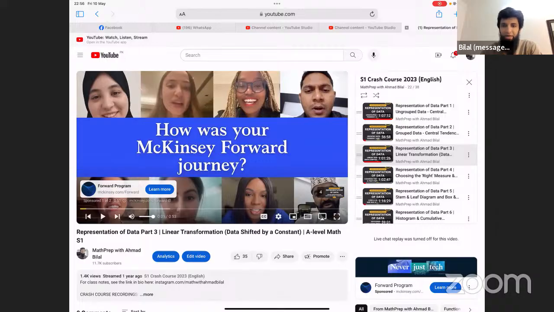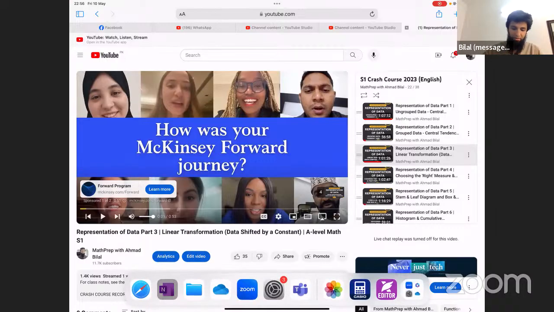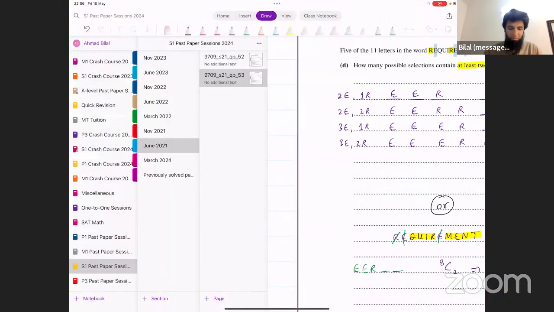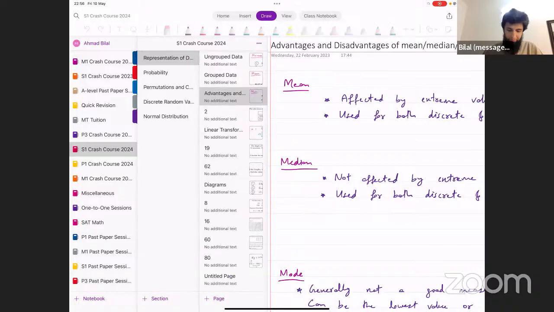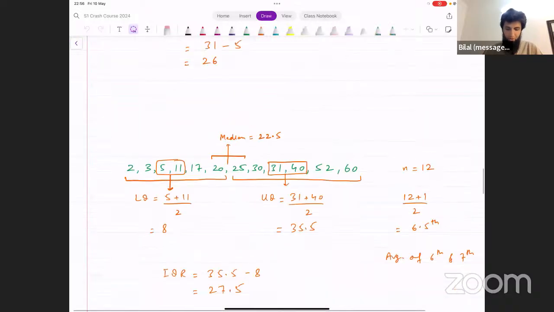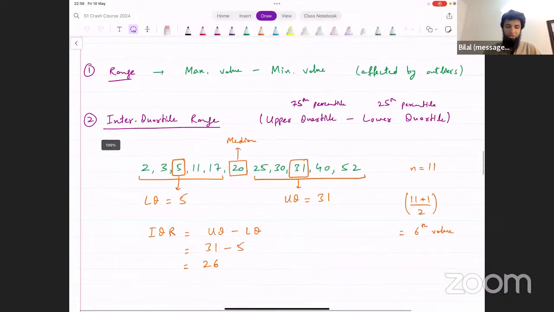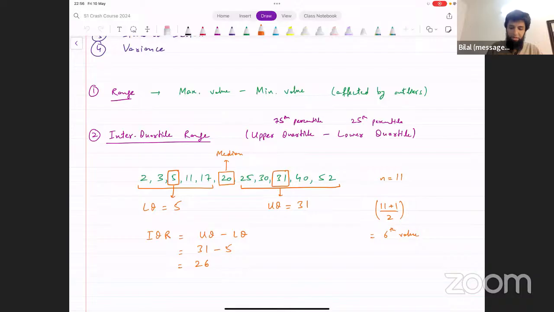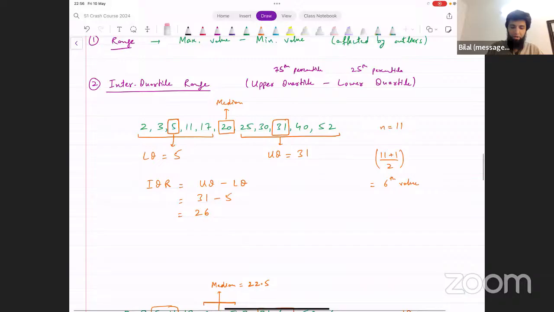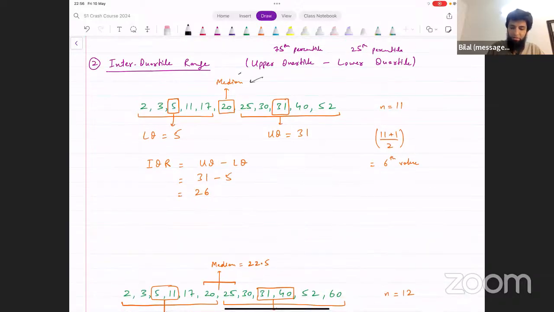For ungrouped data, we have to find the interquartile range separately. Let me explain how. For ungrouped data, the interquartile range has to be calculated exactly using this method. You first find the median. So let's say you've got these 11 values. You first find the median. For these 11 values, 20 is the median.